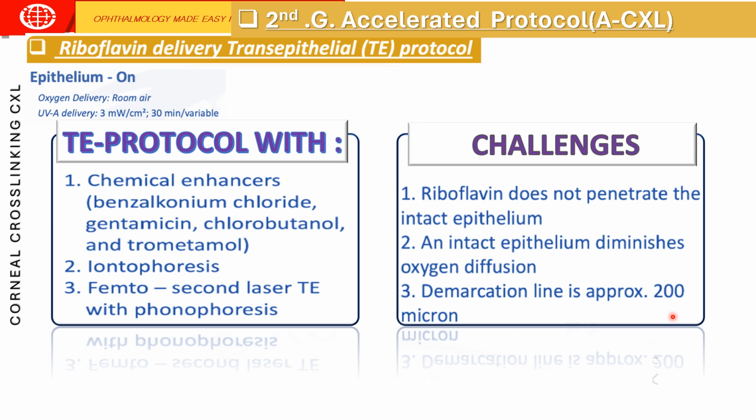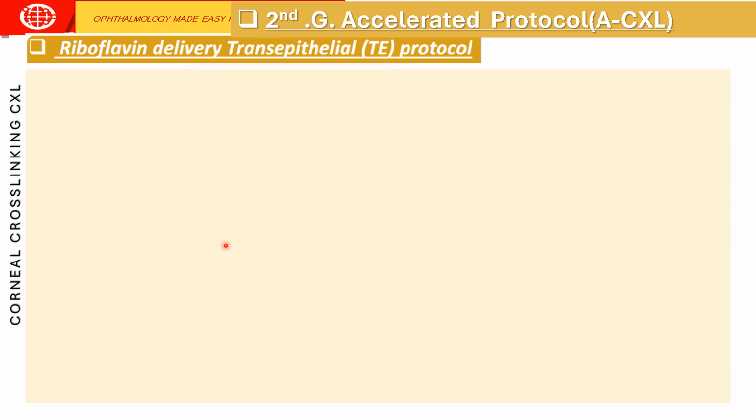Because of this, they started to look at the possibilities to increase the diffusion of riboflavin inside the cornea by adding some materials to the riboflavin, like benzalkonium chloride, gentamicin, chlorobutanol, and trometamol. All these substances loosen the tight junctions between the epithelial cells, and this will enhance the absorption of riboflavin inside the cornea. Also the use of iontophoresis, or sometimes bypassing the epithelium by injecting the riboflavin inside the stroma as a pocket.